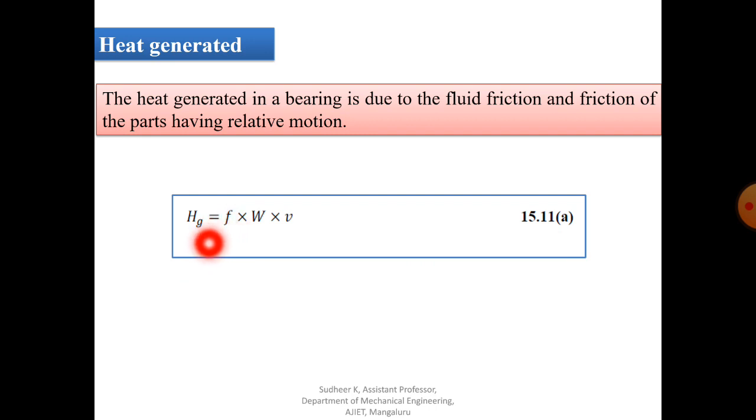So Hg is given by f into W into V, where f is the coefficient of friction, W is the load, and V is the velocity. So this is the standard equation for heat generated, that is from equation number 15.11a.